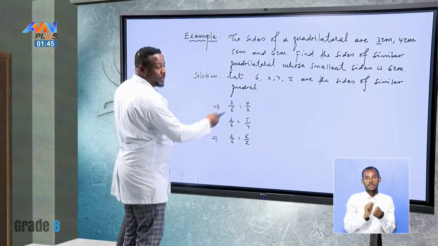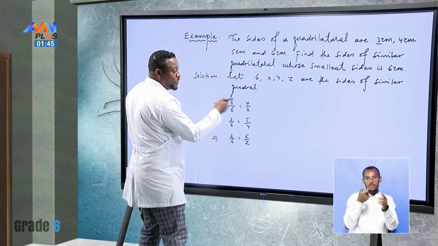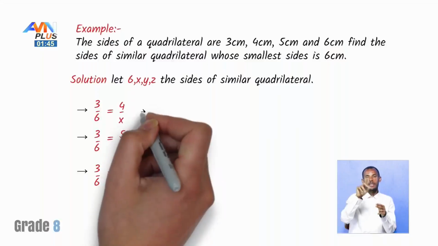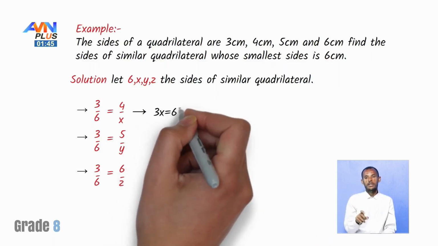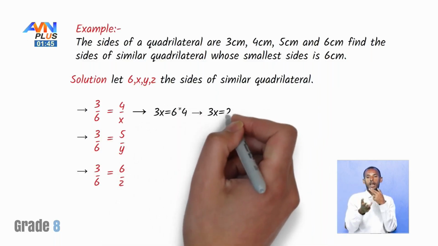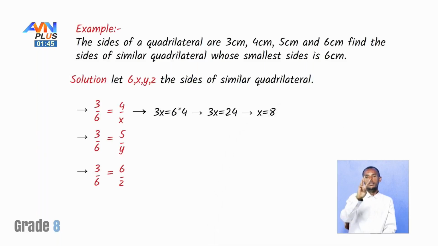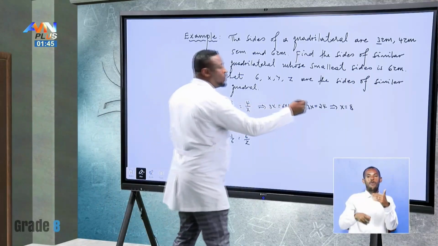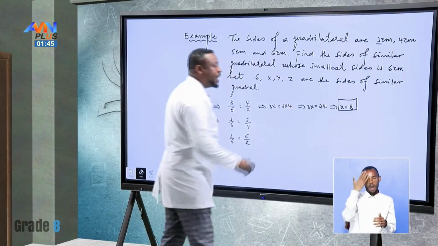Okay, take the first one. From the first one, you can crisscross it. 3 times x must be the same as 6 times 4, okay? So 3 times x is 24, okay? So dividing both sides by 3, we get x is equal to 8, right? The value of one of the sides of the unknown quadrilateral is 8.